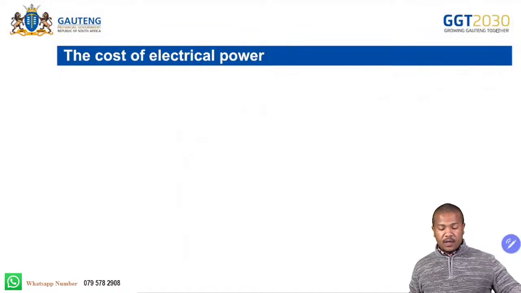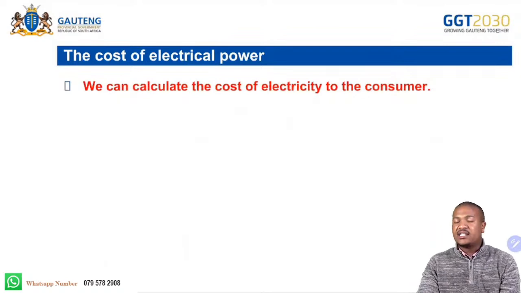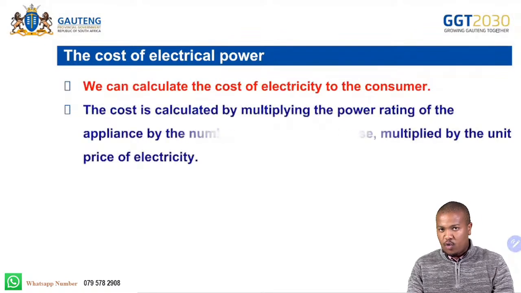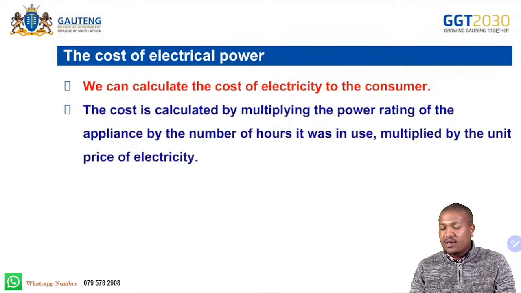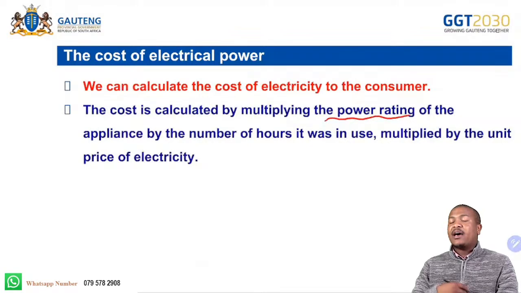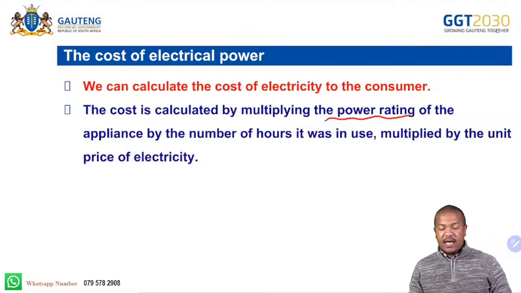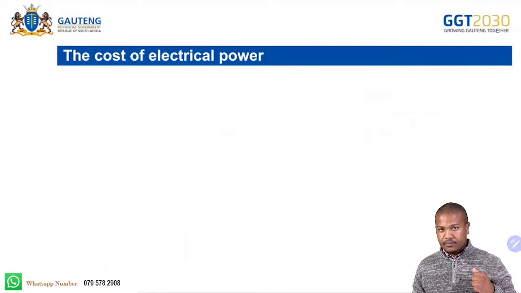Right. So now, we can also calculate the cost of electricity to the consumer, right? How much will it cost per month or for the amount of electricity used? So the cost is calculated by multiplying the power rating of the appliance by the number of hours it was used for, multiplied also by the unit price of electricity. Are we together?